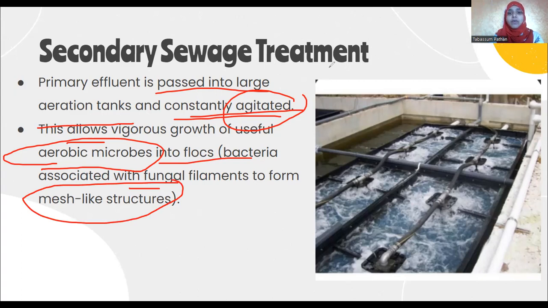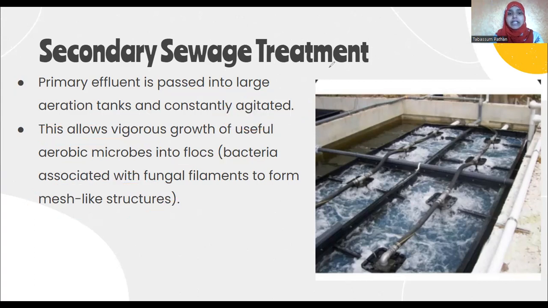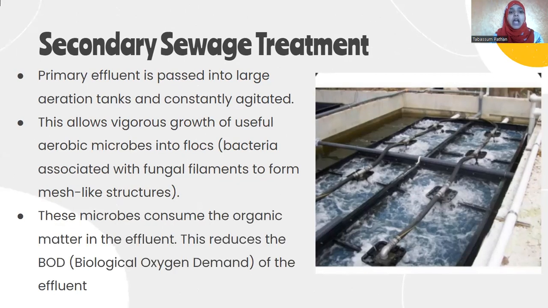So in secondary treatment, the aeration tanks are used constantly. The water is agitated and stirred, and this stirring allows the growth of aerobic microorganisms, that is, microorganisms which require oxygen, air, for their growth. They form flocks, like communities, like big colonies. They associate with other bacteria and fungal filaments, and then form these meshwork-like structures.